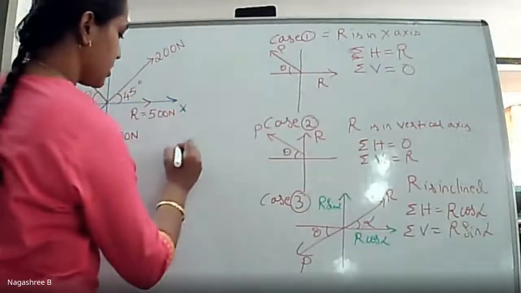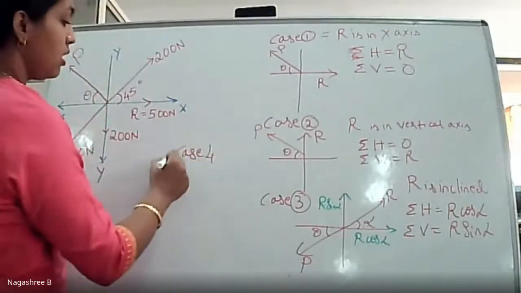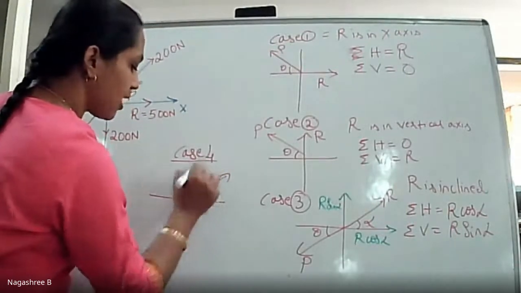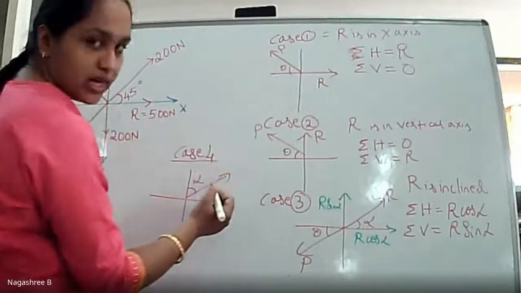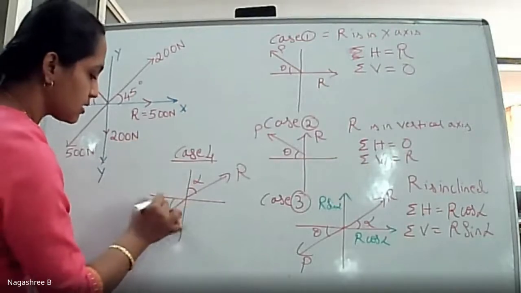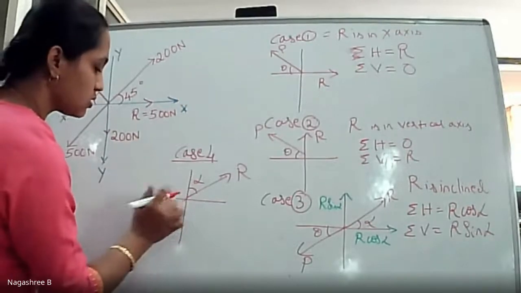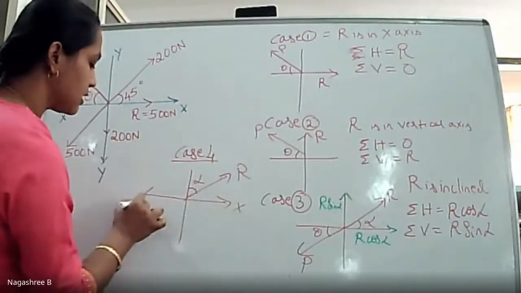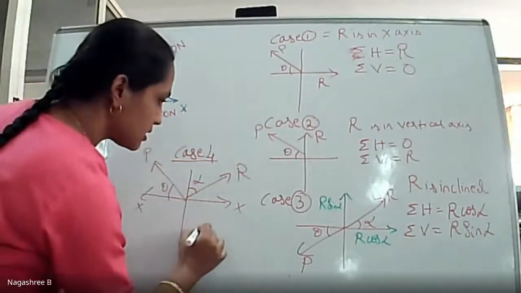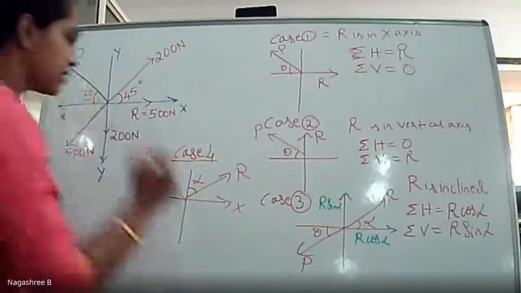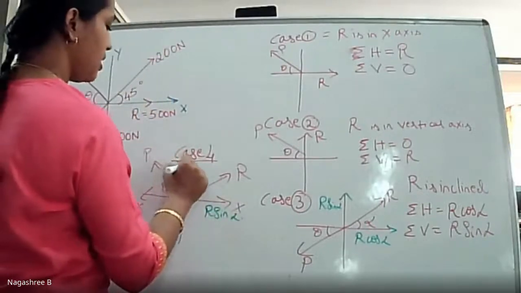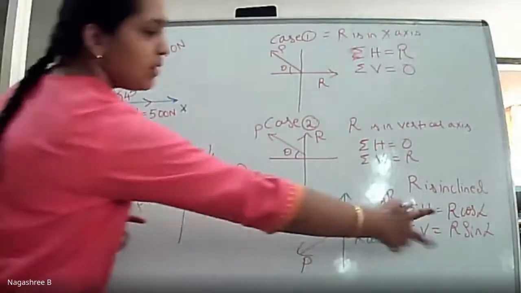So the last condition is case 4. In this case, suppose alpha is with reference to the vertical axis. Suppose this is P, and if this is the x-axis and theta. In this case, the resolution will be: this will be r sin alpha and this will be r cos alpha. So this will be reversed.